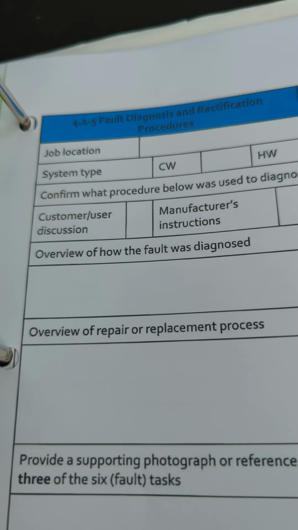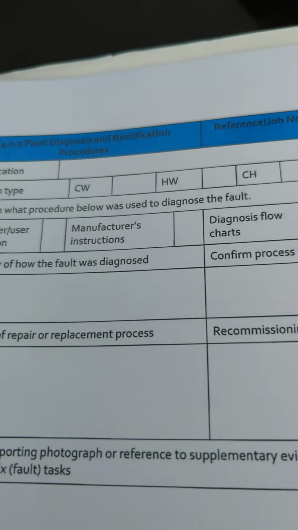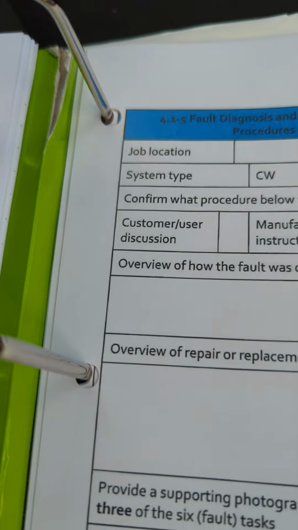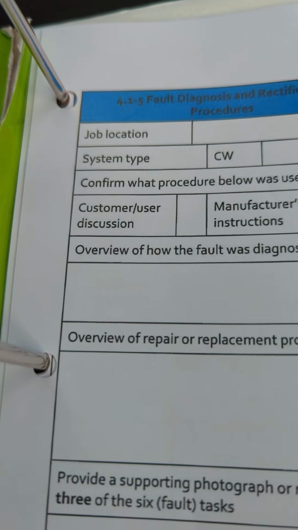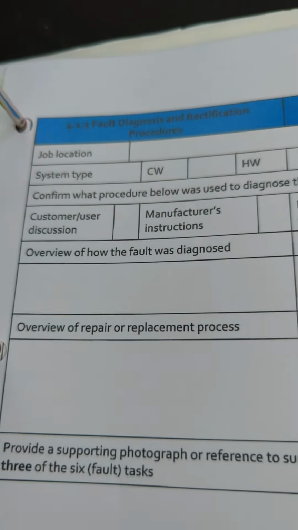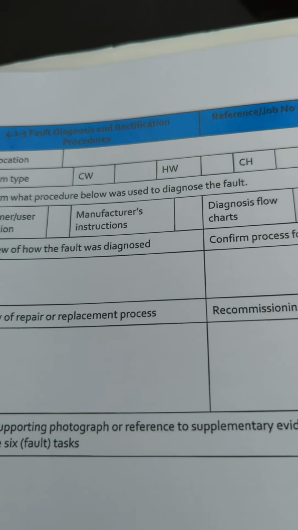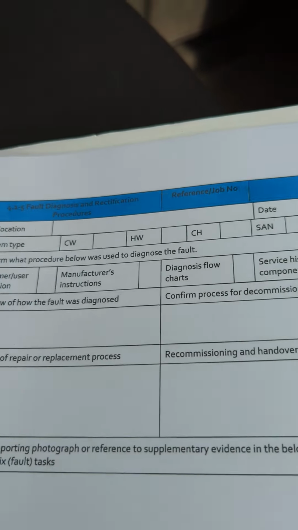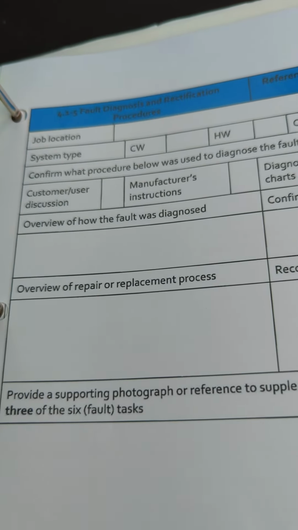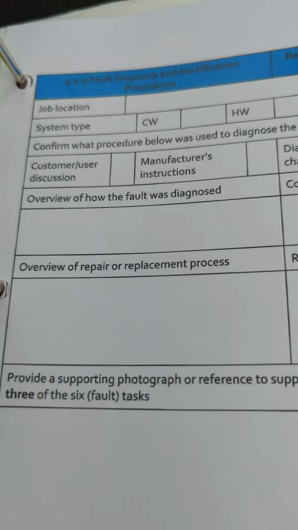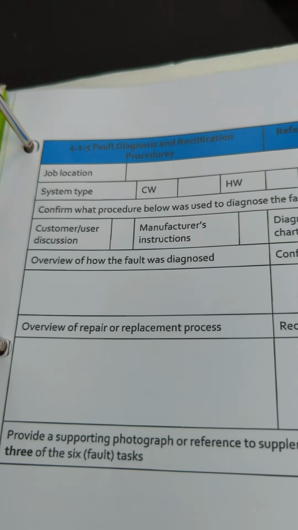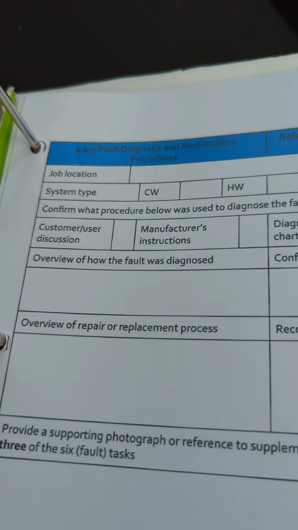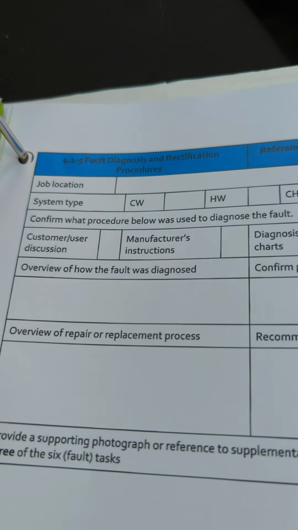Then you're going to look at confirm what procedure below was used to diagnose the fault. So you tick off, you might have had a discussion with the user, the customer. It might just be a phone call and you've bobbed round, had a look. When you get there, you've used manufacturer's instructions or a diagnosis flow chart to actually diagnose the fault. So overview of how the fault was diagnosed. Before you fill that in, you've got to tick off whether it was a discussion with the customer or whichever one you've chosen.